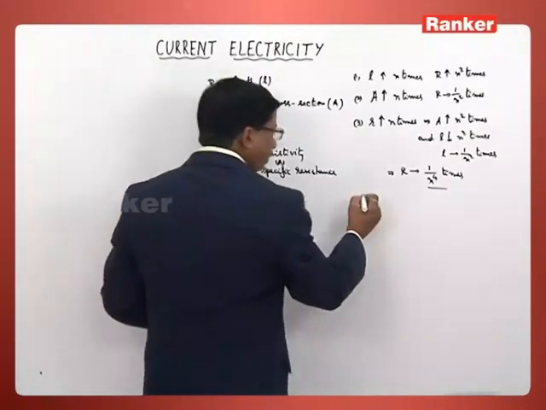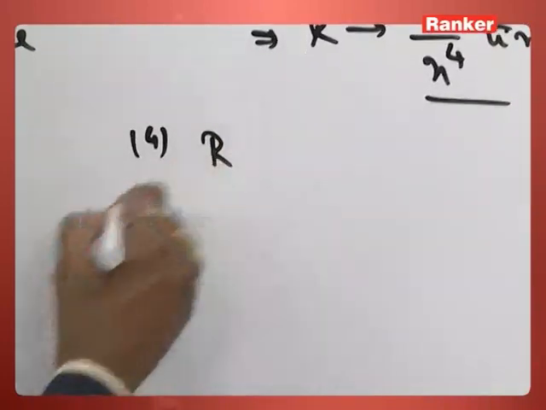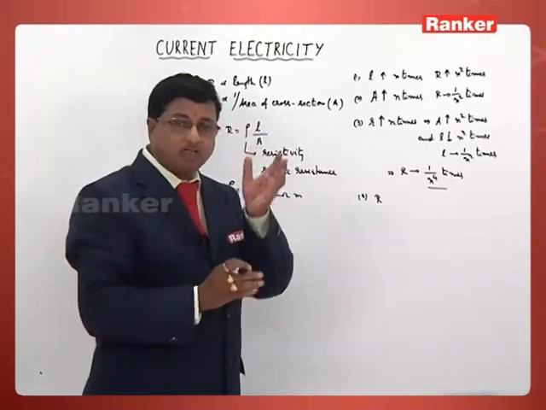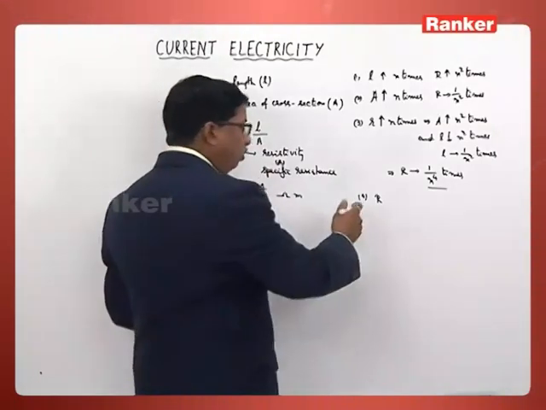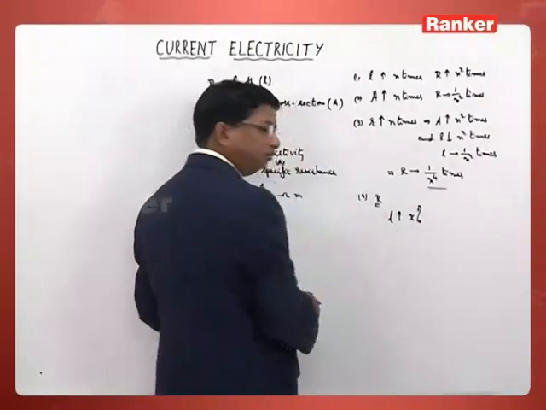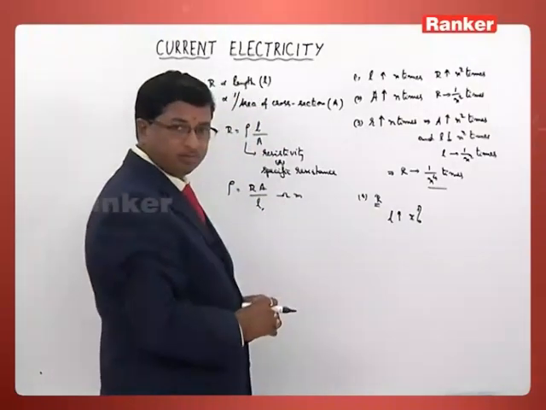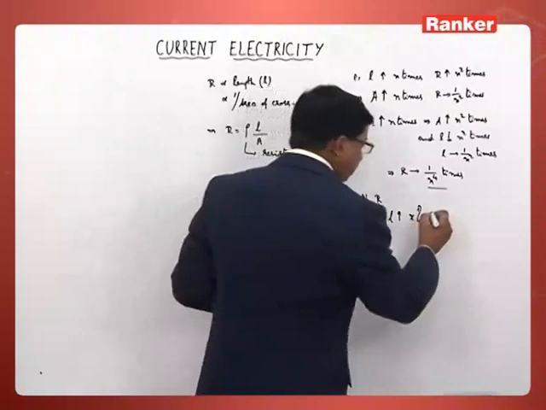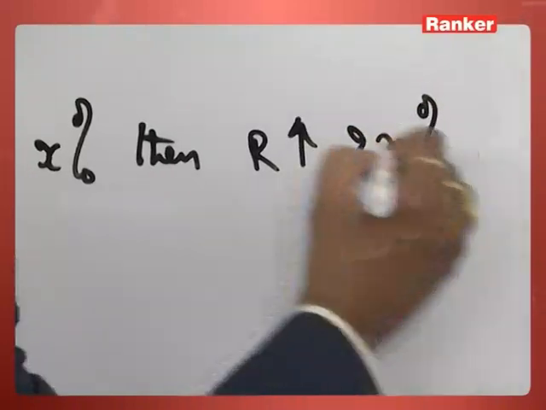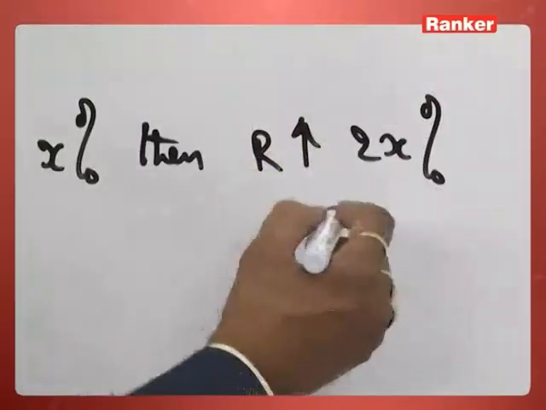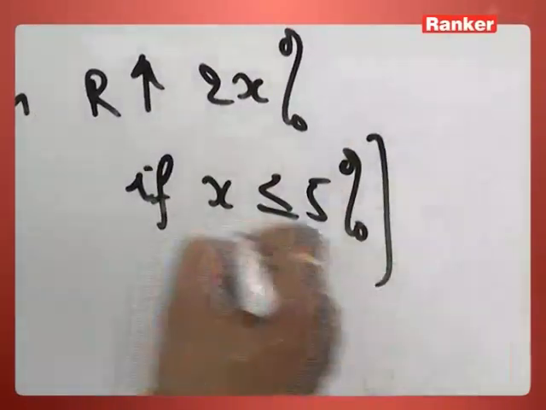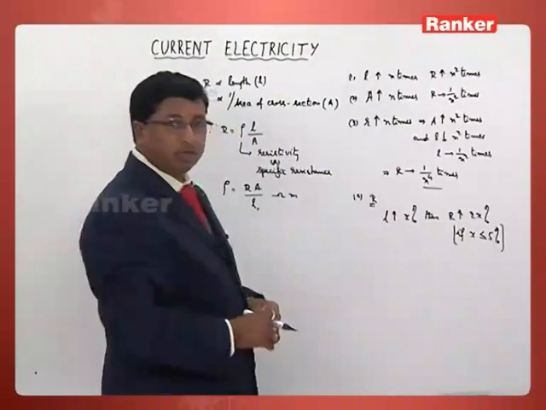Come to the next aspect over here, the fourth. If I say resistance, how it varies with respect to length in terms of the percentage variation of length. I'll just give you one example here. If length of a conductor increases by x%, then you can understand the resistance increases by 2x% roughly. 2x% you can understand provided x is less than or equal to 5%. That is a value what you need to remember here.